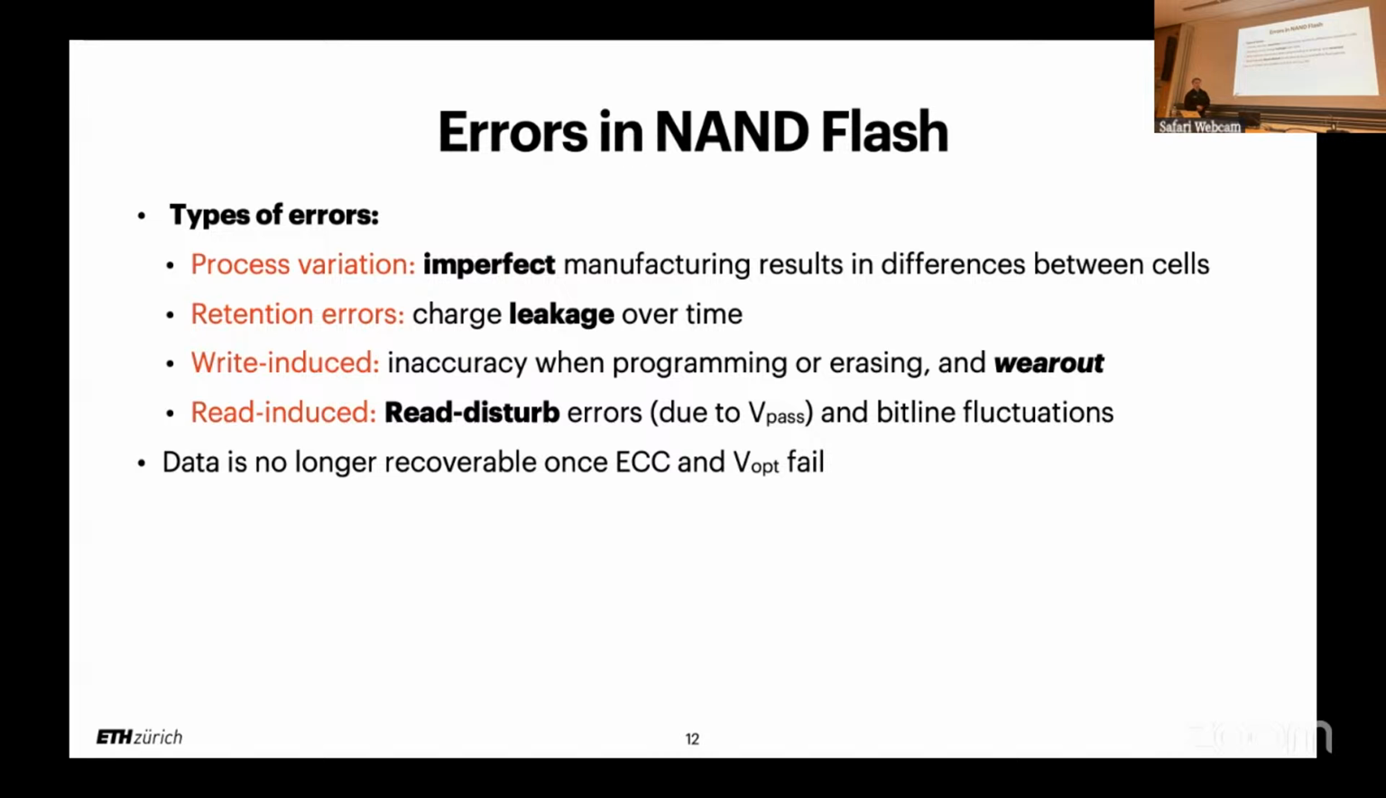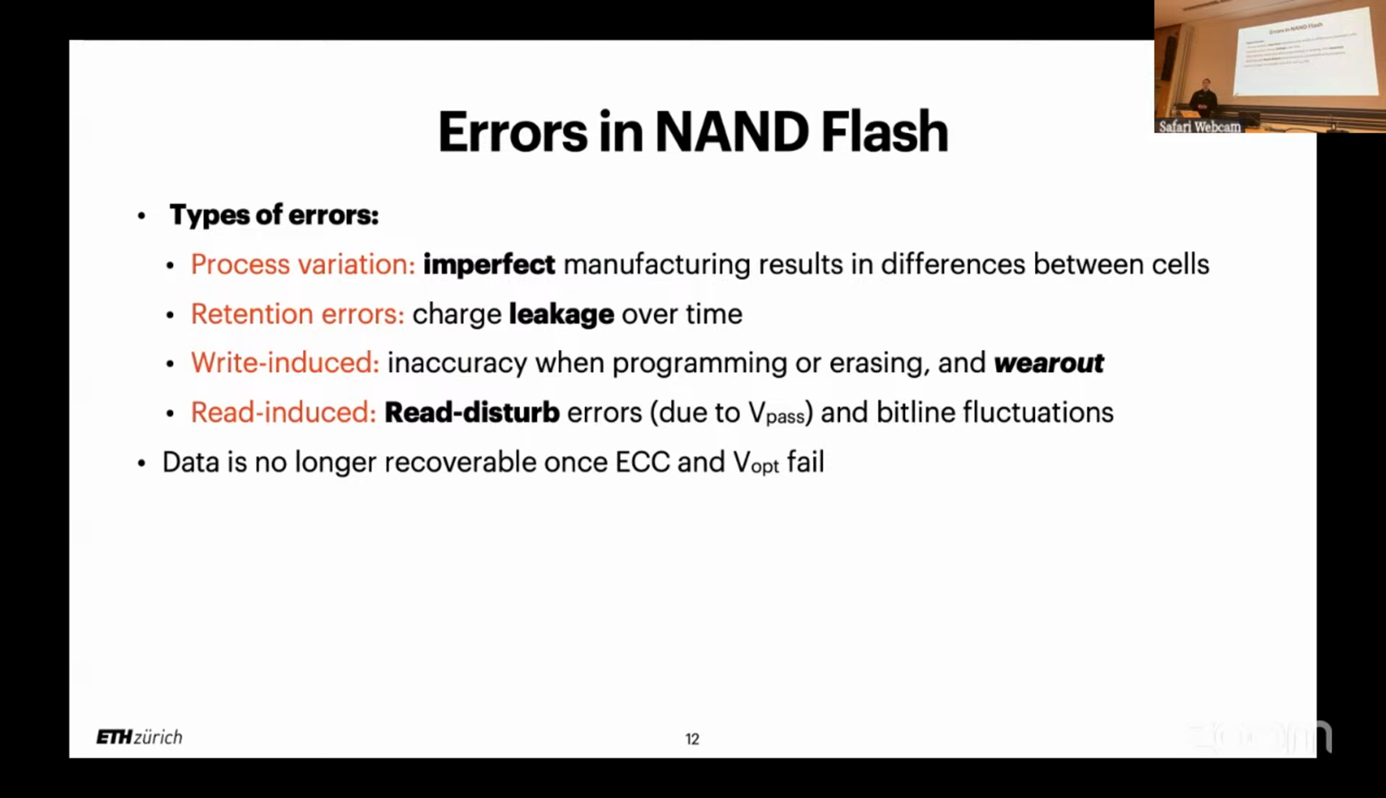We have process variation errors. These are basically due to imperfections in the manufacturing process. Retention errors, which basically are caused by charge leaking out of the cell, out of the charge trap over time. And then write-induced errors, which are a little bit less important, but I'll briefly mention them.